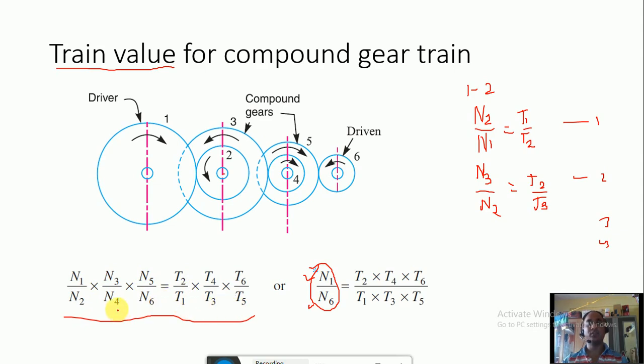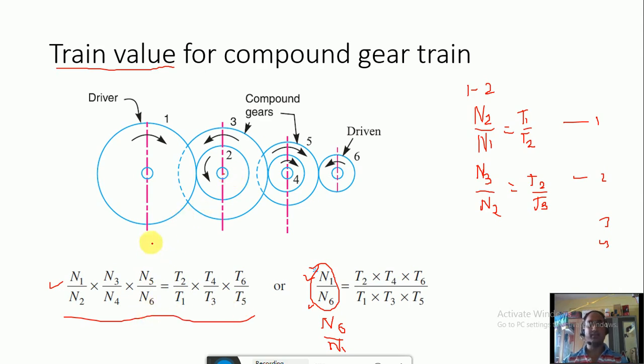Now this is the inverse equation. No problem, we'll consider the inverse of this, so n6 upon n1. From the first equation, let us assume n1 upon n2 equals t1 upon t2. So n1 upon n2 into n2 upon n3 into n3 upon n4 into n5 upon n6, and so on, must be equal to t2 upon t1, t4 upon t3, t6 upon t5, right?